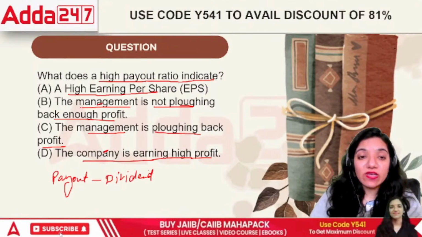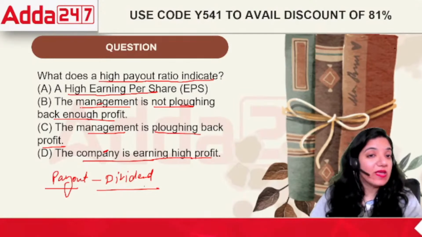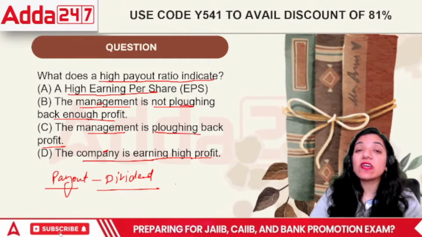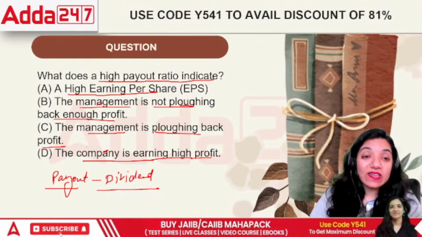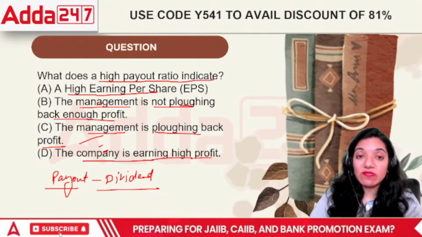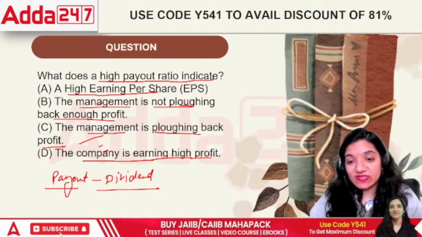Payout means dividend. This means that the organization is paying a good dividend to the people. If they are paying a good amount of money to the people, then they might be having a lesser amount of money at their end. That is why it is said that the management is not plowing back the profits. The profits that they were supposed to keep in the business, they are not using in the business.